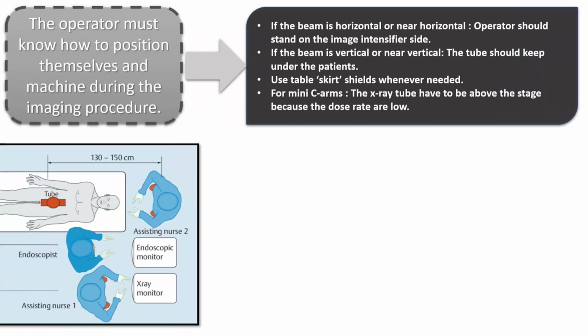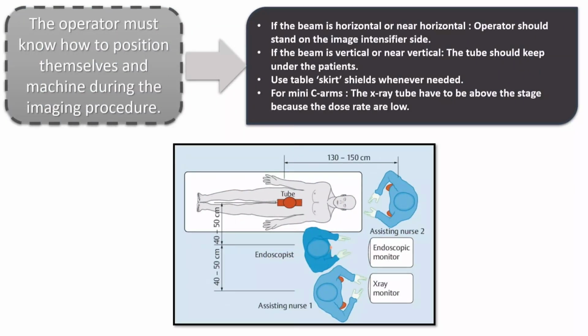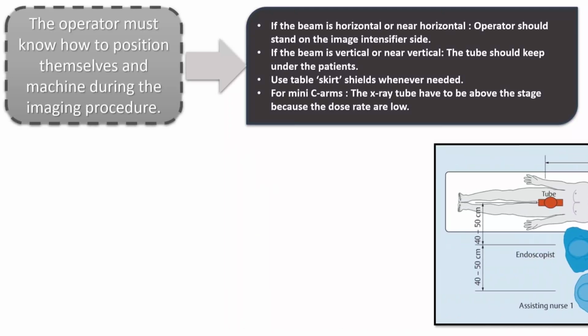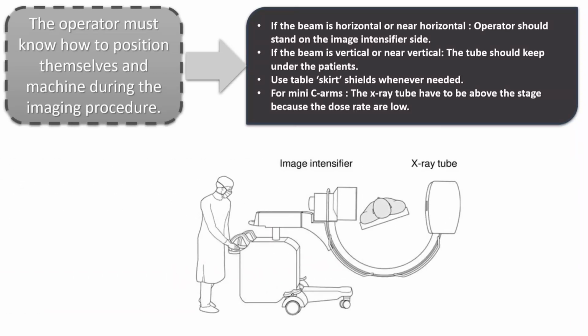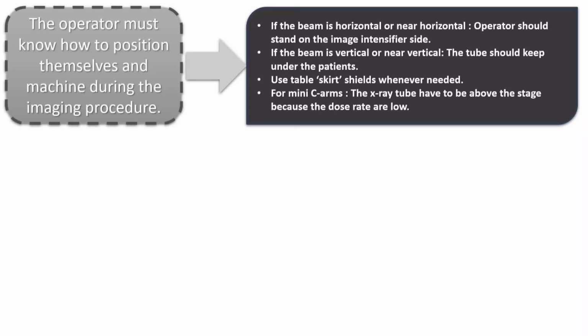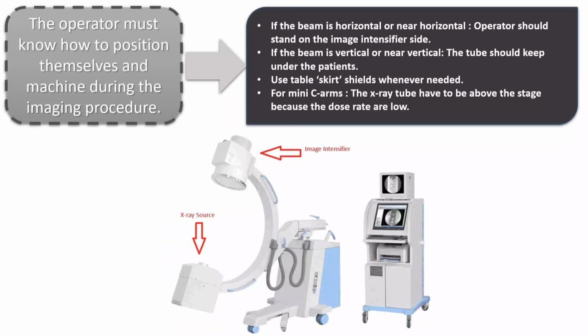As an operator, you have to know how to position yourself during the procedure. The first image shows how it looks from above. If the beam is horizontal, the operator should stand on the image intensifier side, as we can see on the image. If the beam is vertical or near vertical, the tube should be kept under the patient, as we can see on the image.